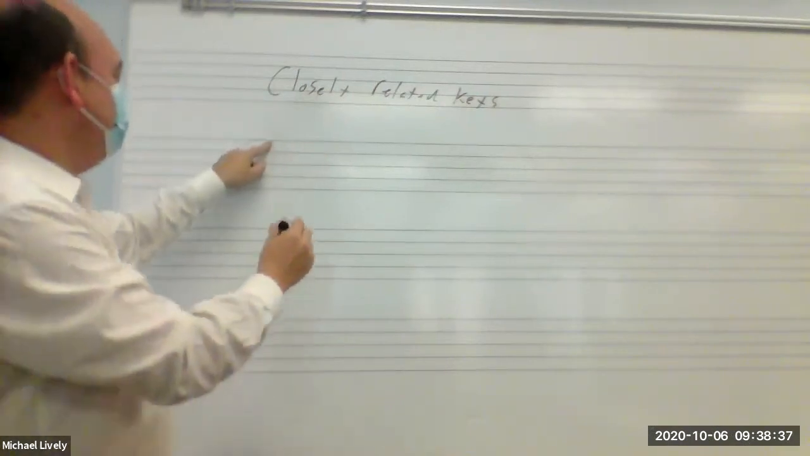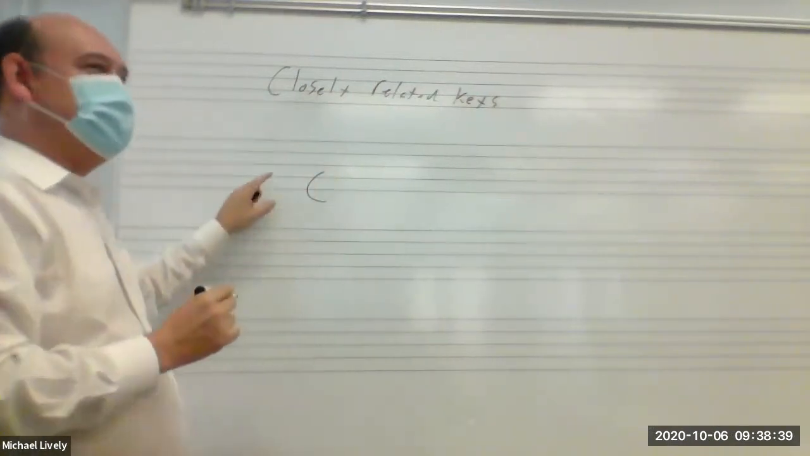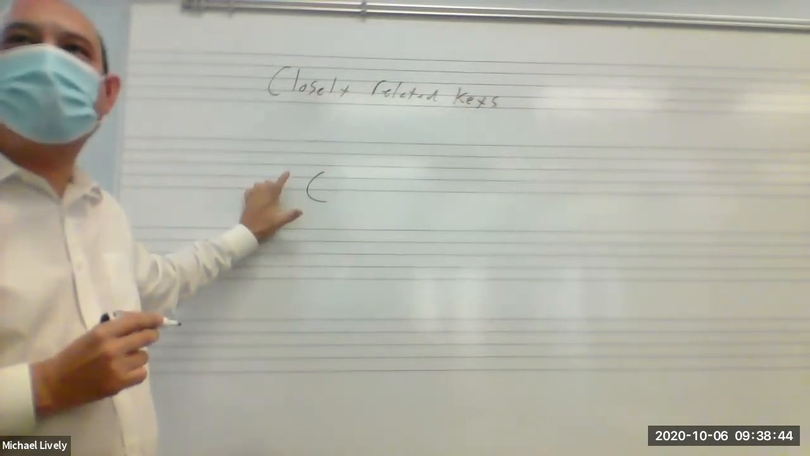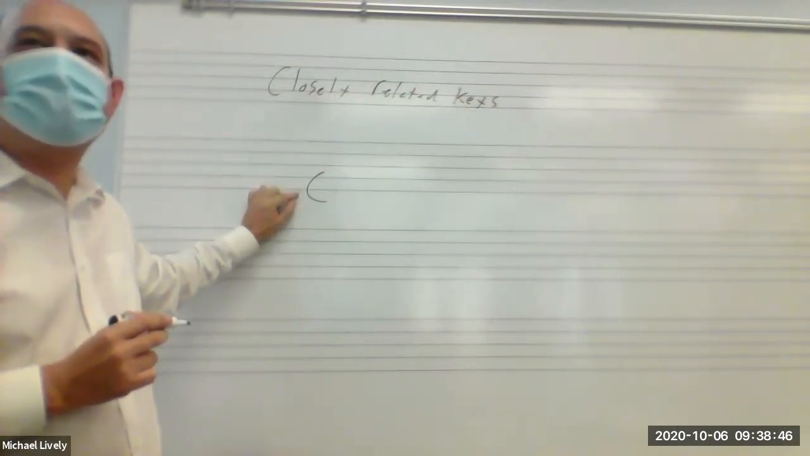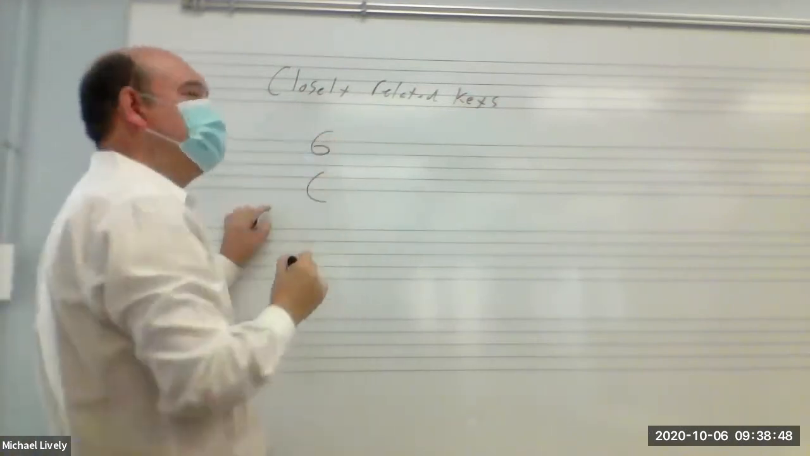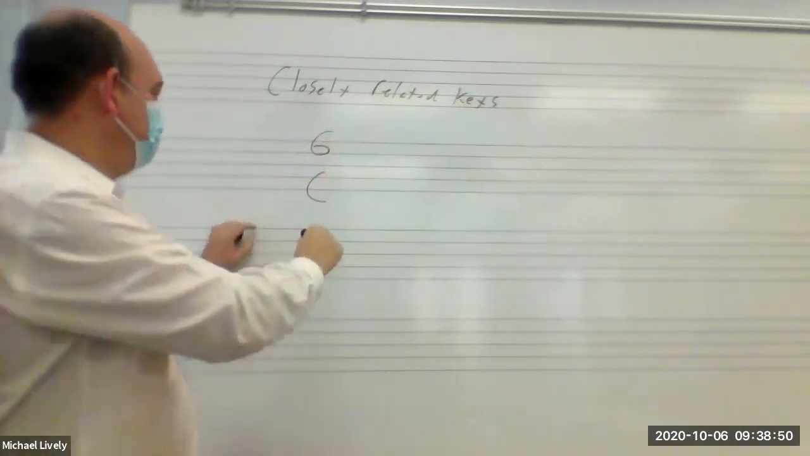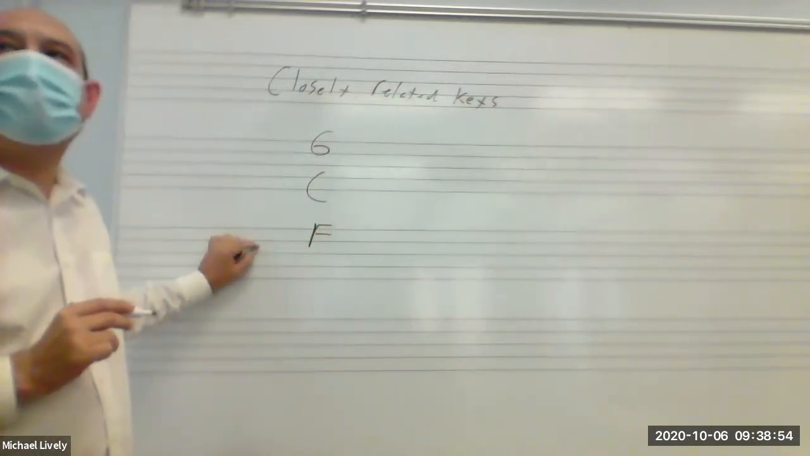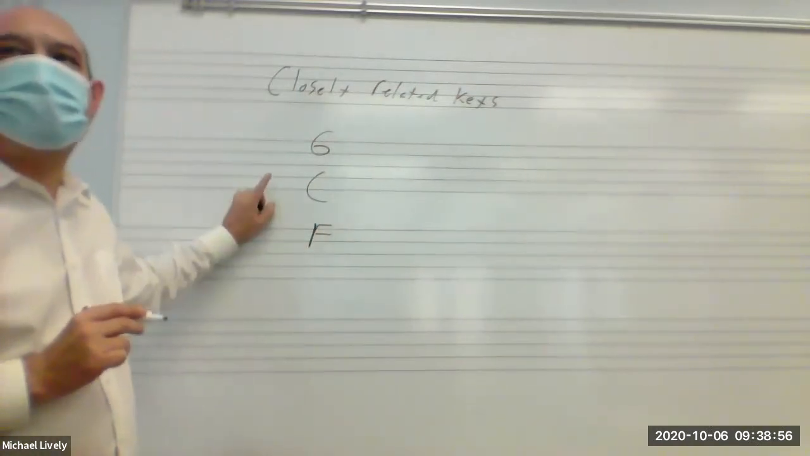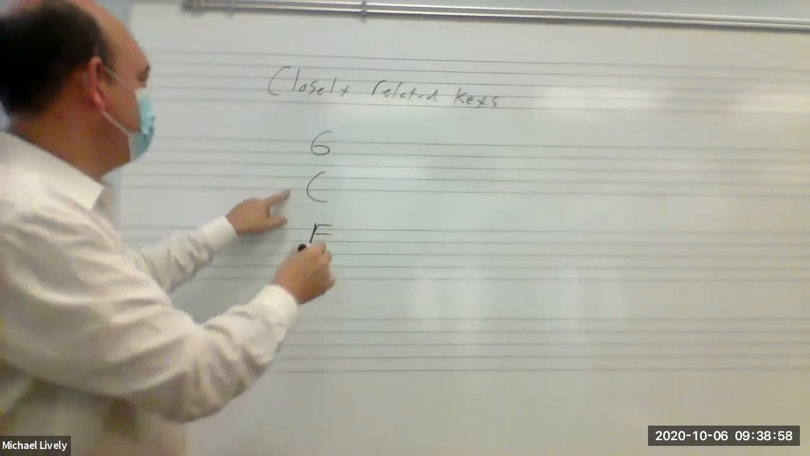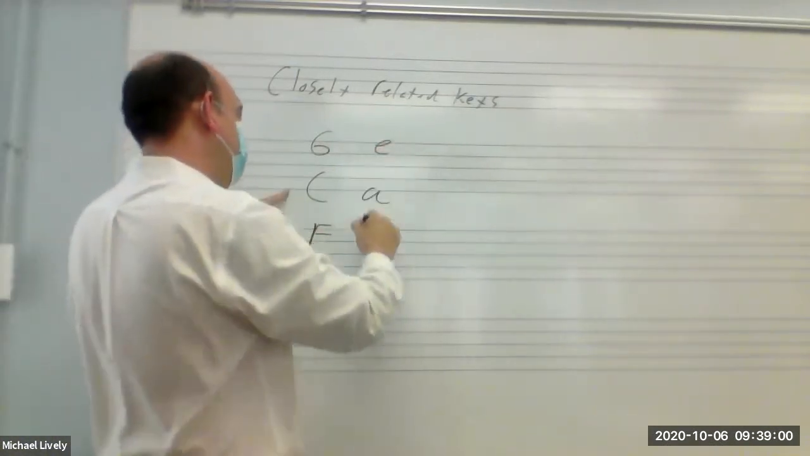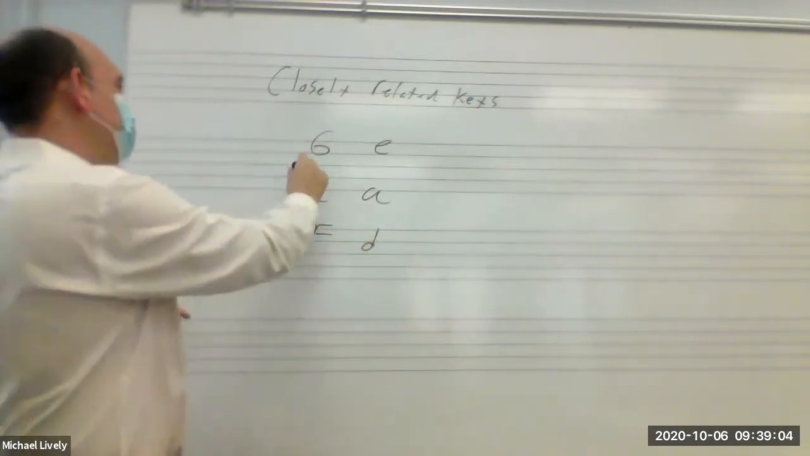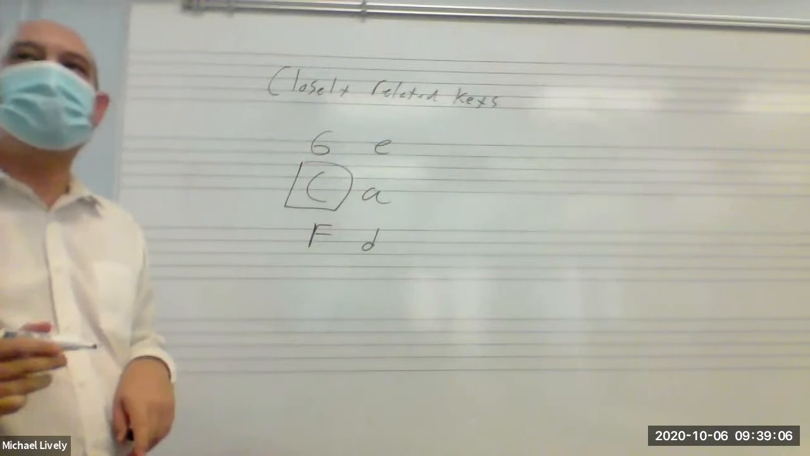Okay, so the closely related keys are the keys that are one sharp or flat away from the one you're starting with. So if we start with C major, we add one sharp, that is G major, add one flat, that is F minor, and then the relative minors of those, or the relative keys to these. So that would be A minor, E minor, and D minor. So there are the closely related keys to C major.